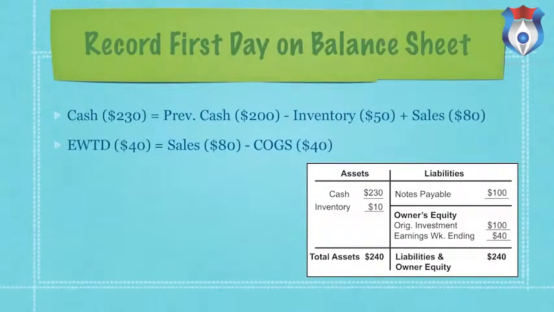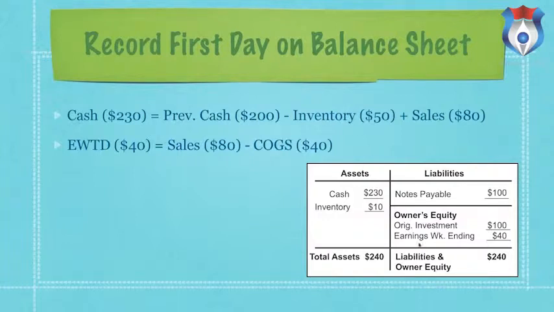We started off with $200 in cash, which came from our original investment and the notes payable from our uncle. We bought $50 worth of inventory, and then we made a total number of sales of $80. That's how we get the cash amount here of $230.